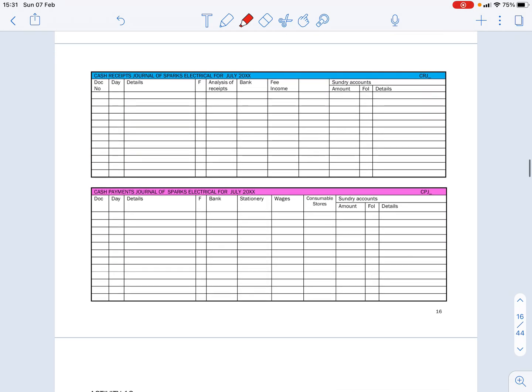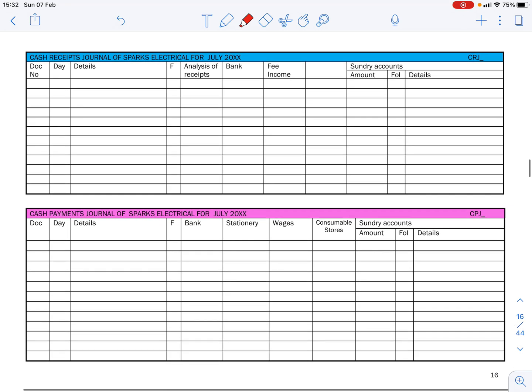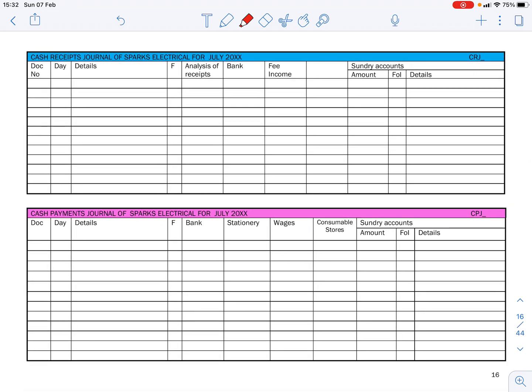Okay. So in our CRJ, the first transaction that we have takes place on the 1st. The document number should be a bank statement because it was deposited directly into the business's bank account. Who are we receiving money from? It is from Citibank. The amount Citibank pays us is 30,000 Rand.